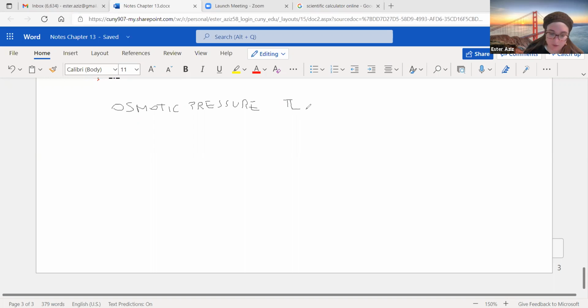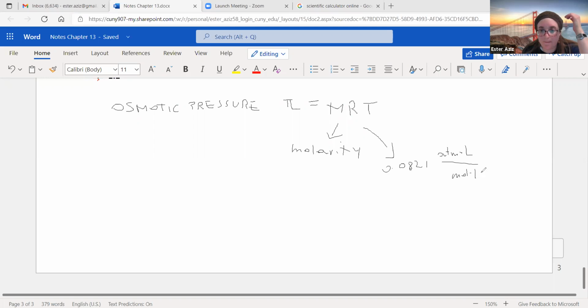And it has a formula, okay? Osmotic pressure, P, is defined as MRT, where M is molarity, R is the constant, 0.0821 atm times liter over mole times K, and T is the temperature.